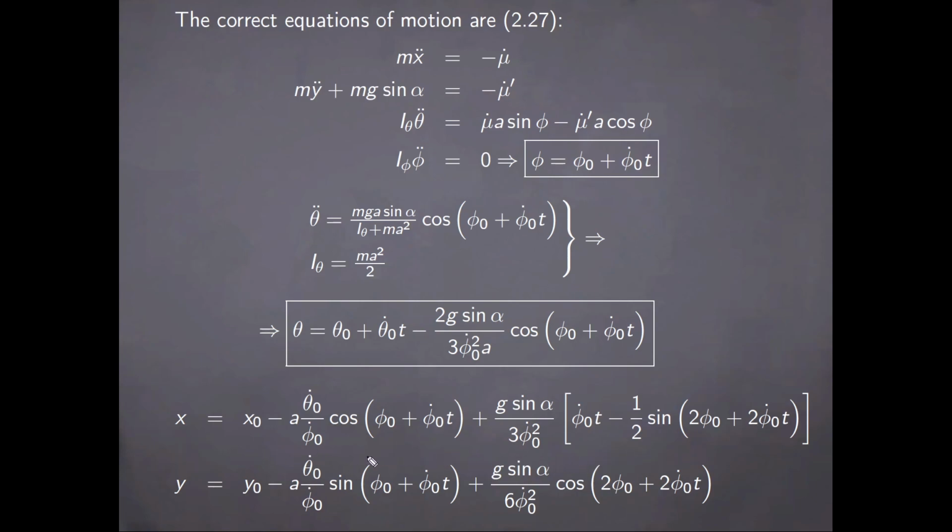But the one check that we can make to see if this makes sense or not is to see what happens when alpha goes to 0. So these two terms then vanish, and you are left with the disk going around in a circle, which looks plausible enough.